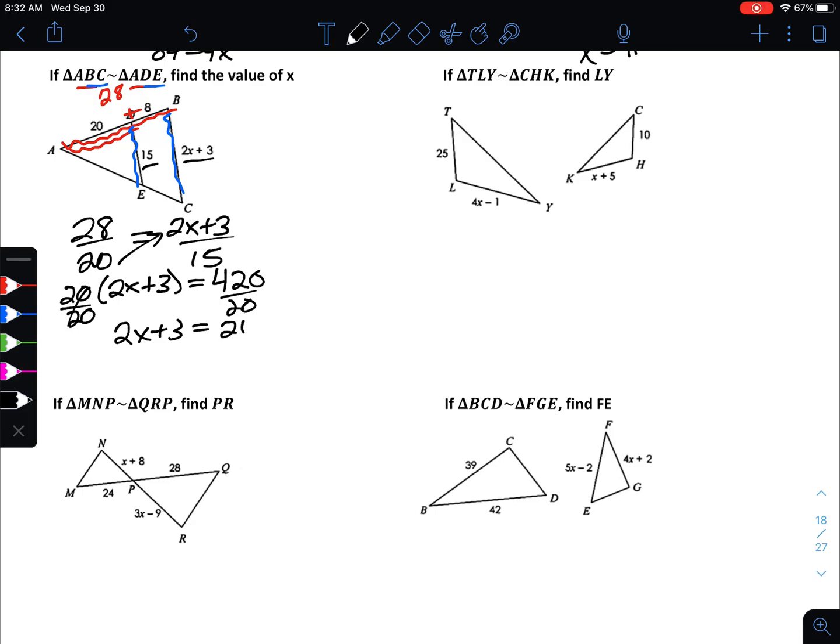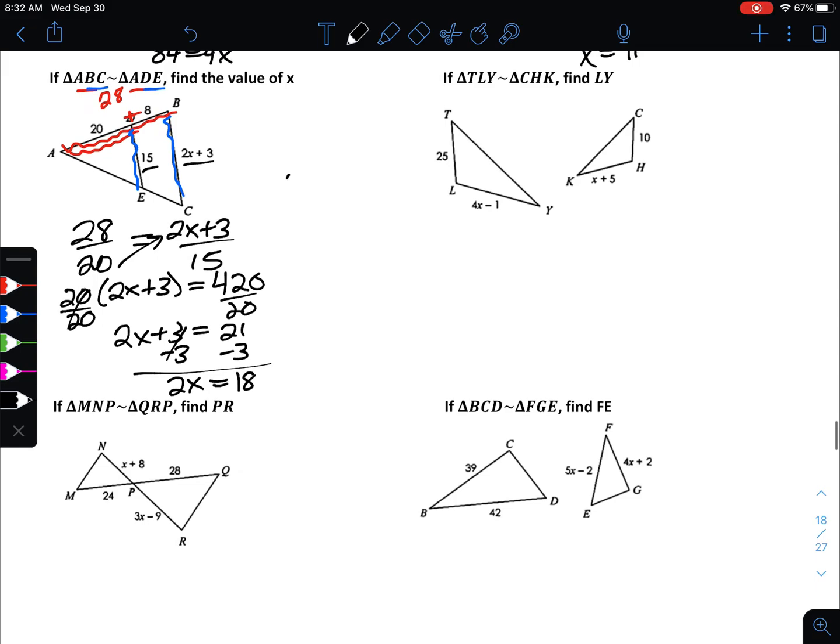Let's go ahead and solve for x now, so let's subtract 3 from each side. So we get that 2x is equal to 18. I'll go ahead and finish that up here. So to get x by itself, divide by 2, and we come up with x being equal to 9.